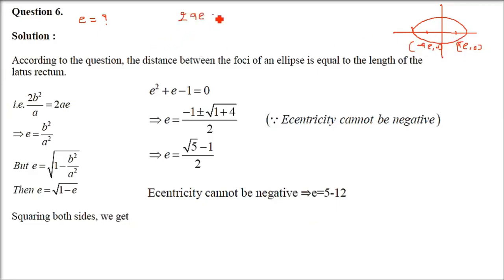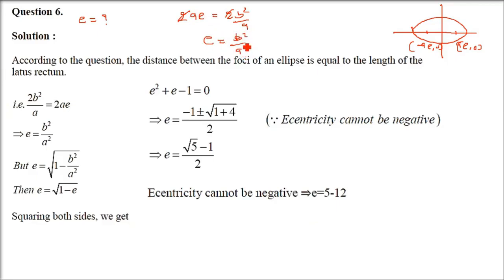Now this 2ae is equal to the length of the latus rectum, and that is going to be 2b square by a. So what relationship are we getting from here? a square comes here, 2 gets cancelled. So e equals b square by a square, what we are getting from here.